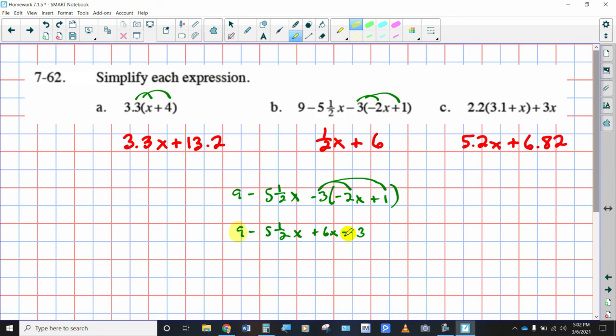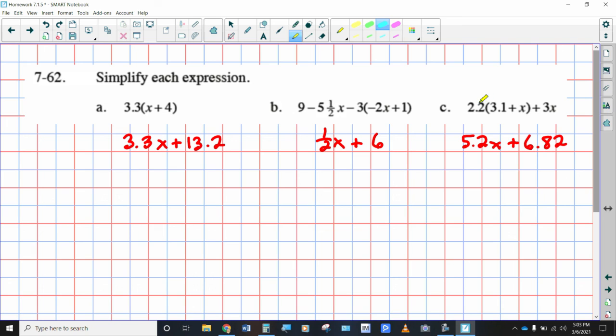Now let's look and see if we can combine like terms. You got positive 9 and a -3 is going to give you positive 6. And if we take, let me do this in blue, -5.5 plus 6, you got more positives than negatives, but only half of a positive more. So if you take 6 minus 5.5, you get 1/2. So this ends up being 1/2 x plus 6.